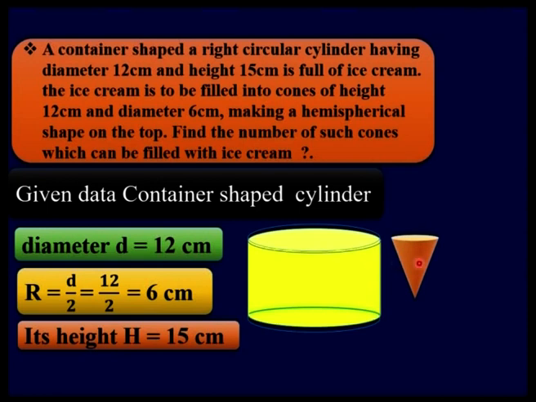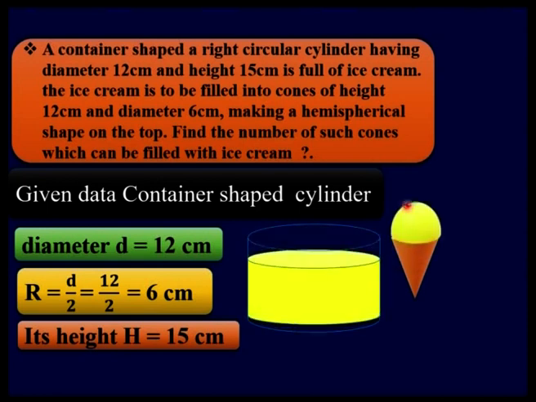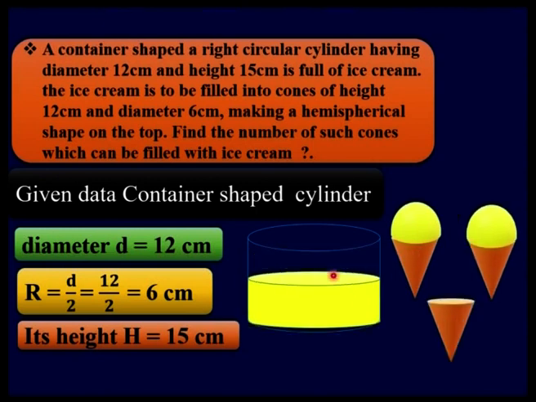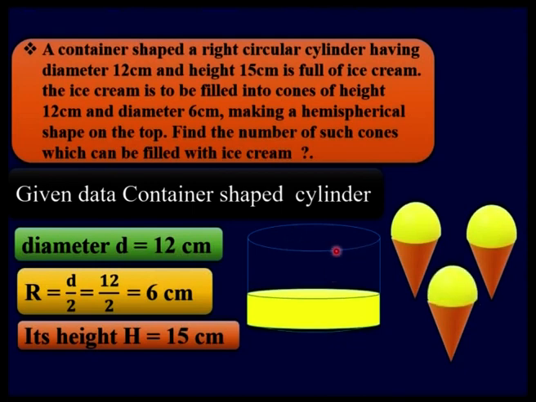So, these are the ice cream cones. We have to fill the ice cream cones with the ice cream, and the top is in the form of a hemisphere. So, we have to fill the complete ice cream like this. Children, how many ice cream cones are required to empty this cylinder? These are the cones required to make the cylinder empty.